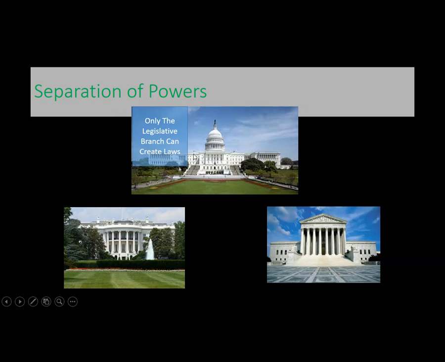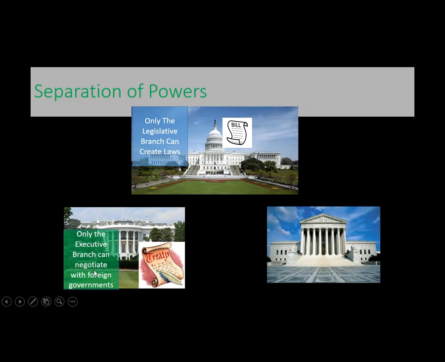You probably know this already, but for example, only the legislative branch can create laws. The president can't create laws. The judicial branch can't create laws. Only the executive branch can negotiate with foreign governments, right? Legislative branch can't do that. Judicial branch can't do that. And only the judicial branch oversees disputes between quarreling factions and administers justice, right? So these are certain powers enumerated in the Constitution that belong only to the legislative, executive, and the judicial branch. But as you know, these are linked, and that's kind of checks and balances.